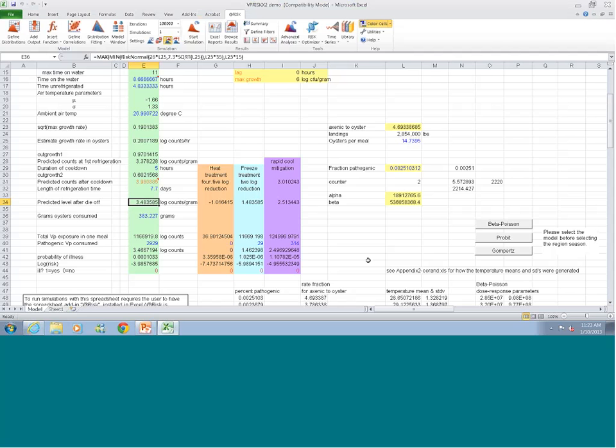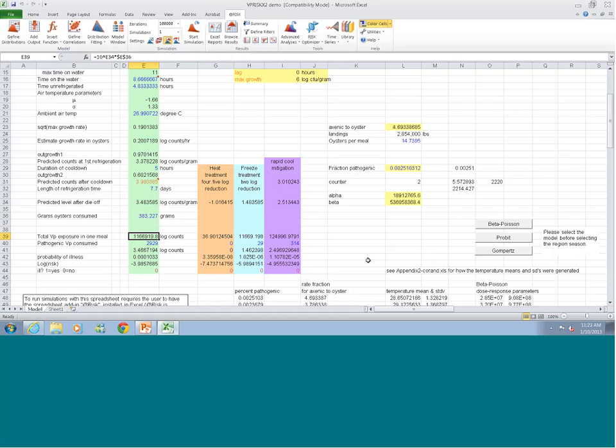The next thing we need to know for this eating occasion is how much did this person eat? So this person ate 383 grams of oysters. I will show you when we begin to use @Risk how the size of the meals can sometimes become very great, especially when people are eating over the better part of a half a day. Doing some simple multiplication, we can figure out how many total Vibrio parahaemolyticus were consumed in this one eating occasion. And you can see here that was a very large number.